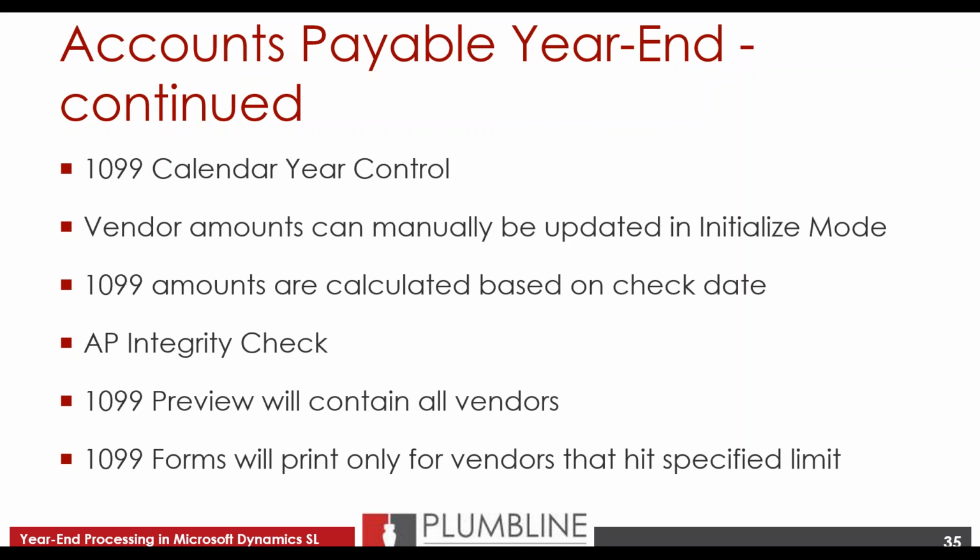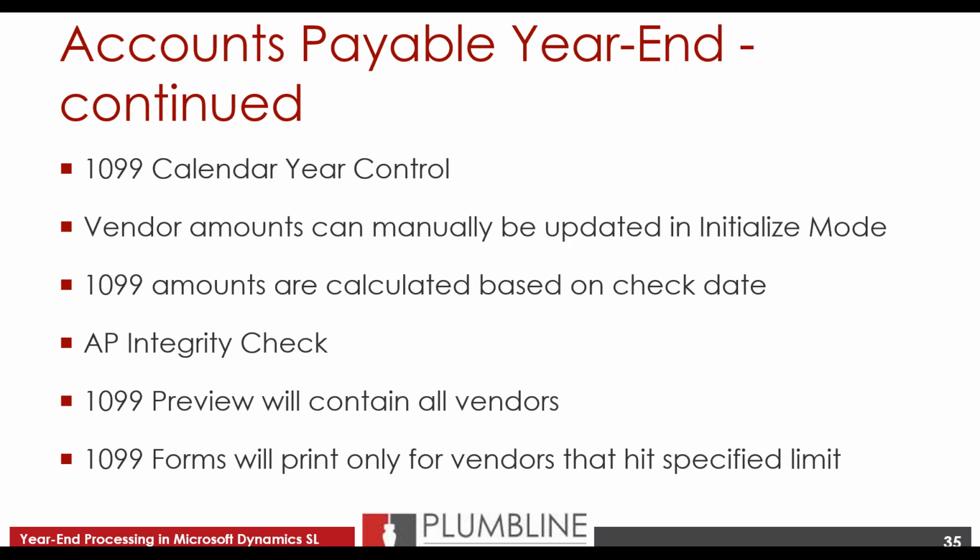So if you find out halfway through the year that a vendor wasn't properly coded as a 1099 vendor, or maybe vouchers were entered but weren't properly coded with a 1099 box number, changing that setup halfway through the year and then going back and running the AP integrity check process is not going to catch that. So setup changes are not retroactive.